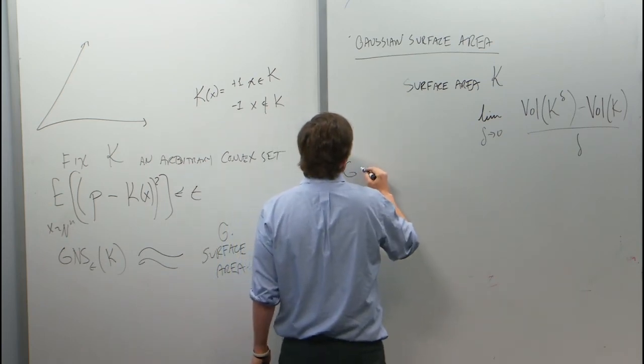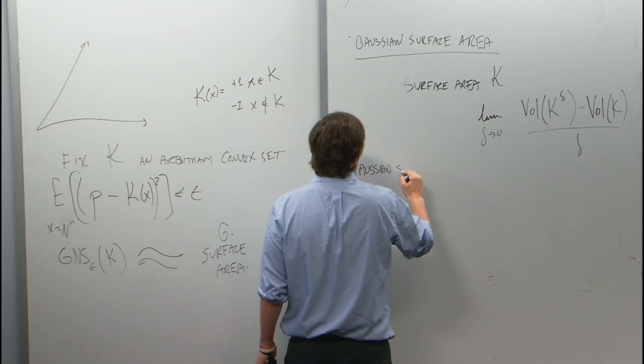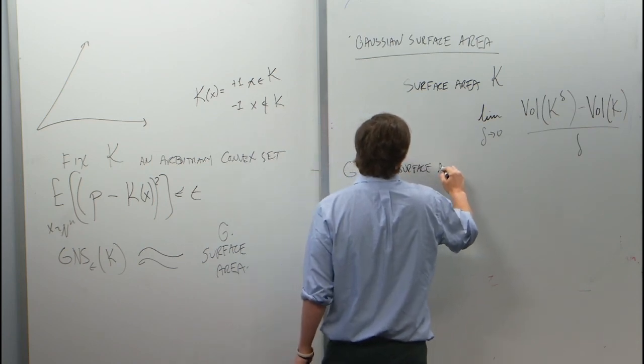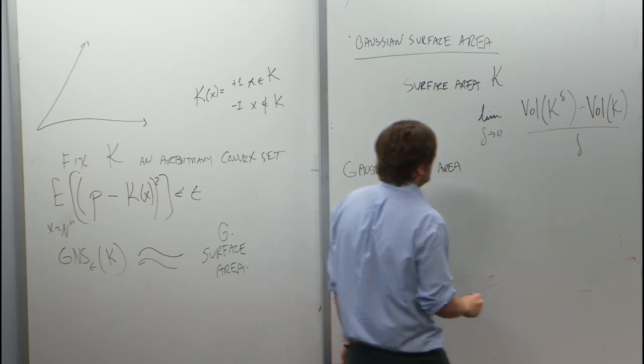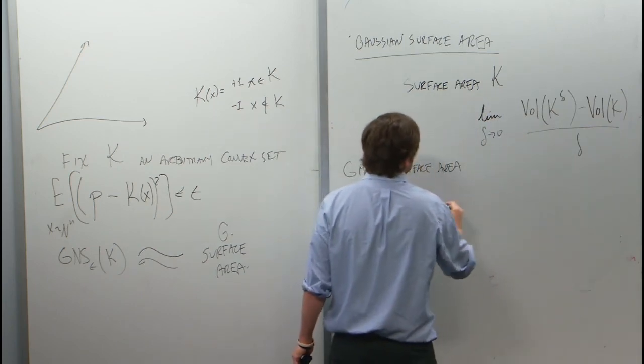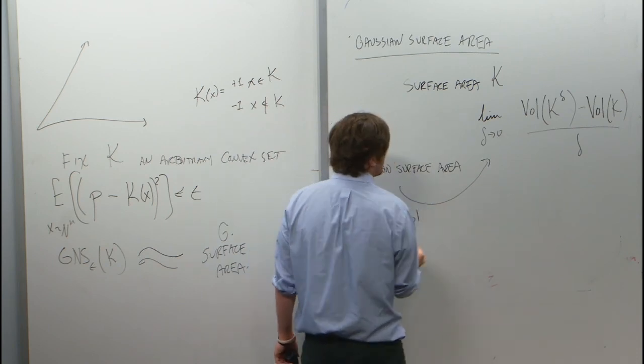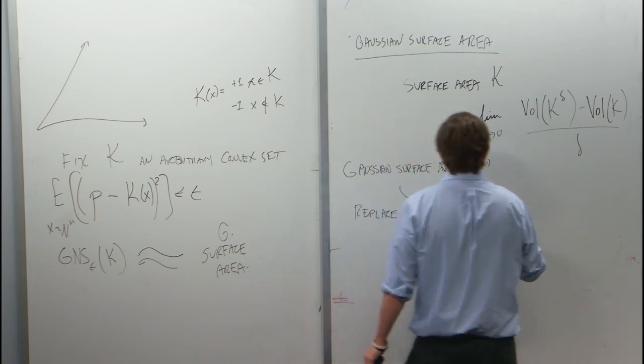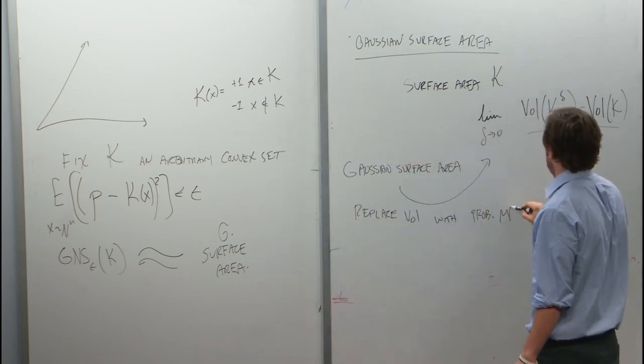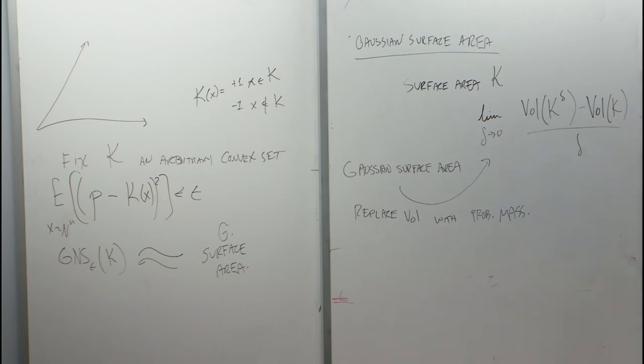And Gaussian surface area is just going to be the same definition, except replace volume with probability mass. So it'll be the probability mass of some set in Rn weighted according to the n-variate Gaussian density. So by volume, I really mean probability mass. So that's the definition of surface area.